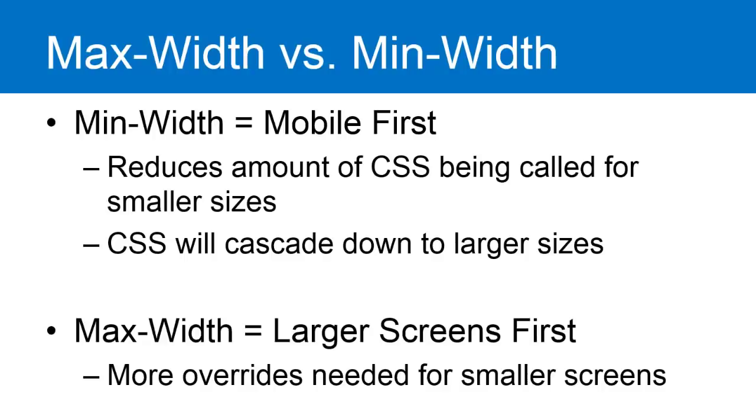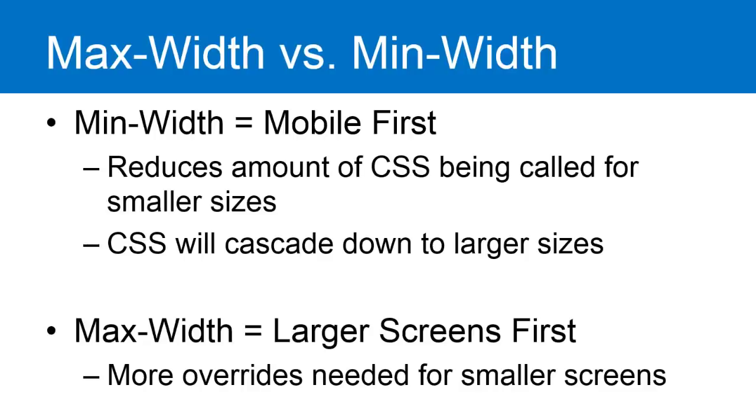The min width is really, you're talking about mobile first, and you're talking about setting a design so that you're designing for mobile first, and then as the screens increase in size, you're adjusting or adding. You have a base design with mobile first, and then you adjust it and override those styles as the screen gets larger. The max width is basically saying, I'm going to start with a large design first, so large desktops, and then as the screen gets smaller, you're going to override those larger CSS properties.